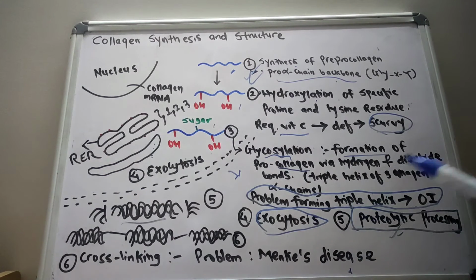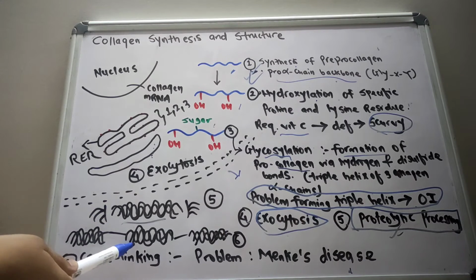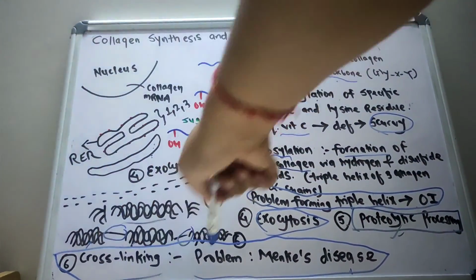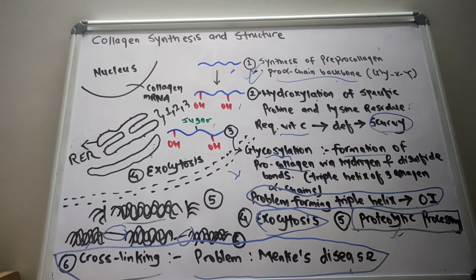And lastly there is the cross-linking of the various tropocollagen that leads to formation of the proper collagen. This one tropocollagen, another tropocollagen, and another tropocollagen. In the cross-linking, there is reinforcement of the many staggered tropocollagen molecules by covalent lysine and hydroxylysine cross-linkage to make the collagen fibers. So if there is a problem in cross-linking, Menkes disease arises.